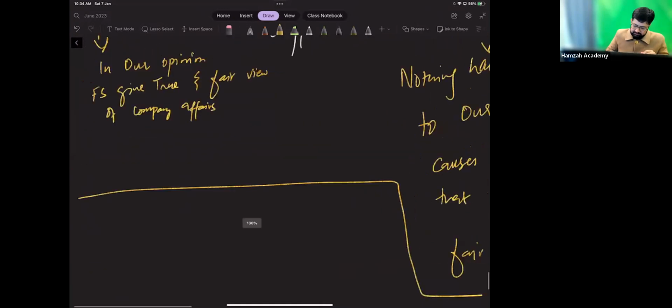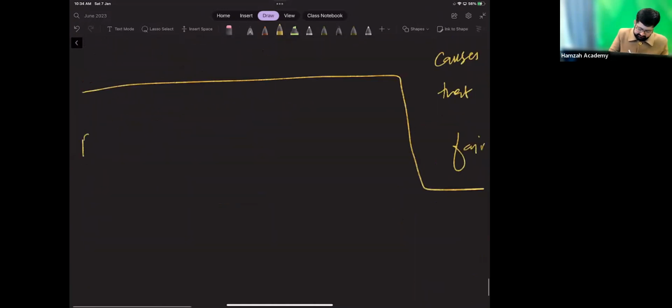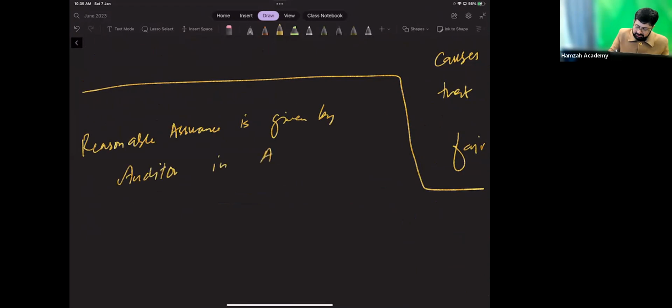Student, okay, reasonable assurance is given by the auditor in an audit of financial statements. When financial statements are audited, statutory or non-statutory, it means he has to perform more work to give this report.